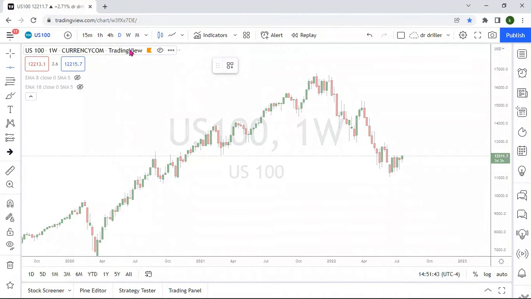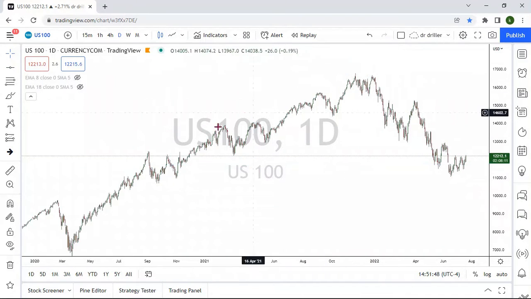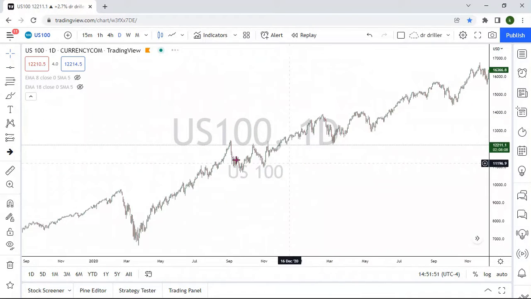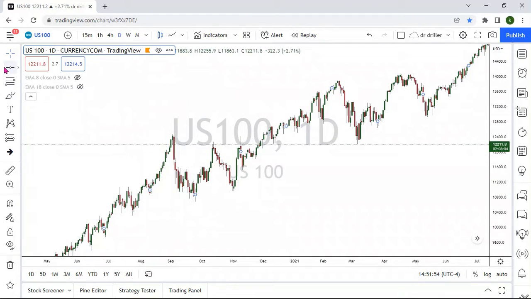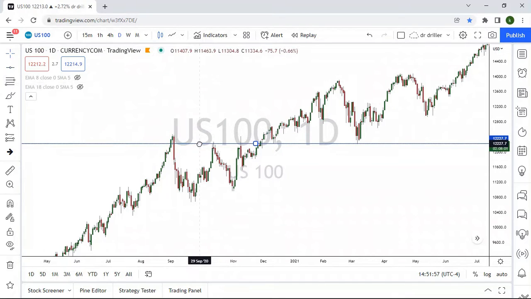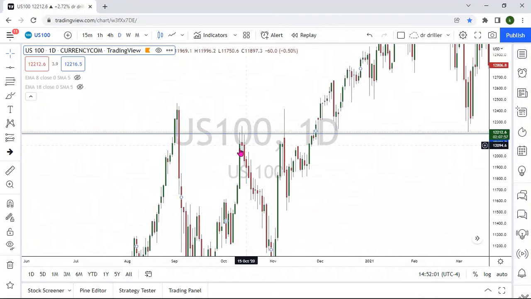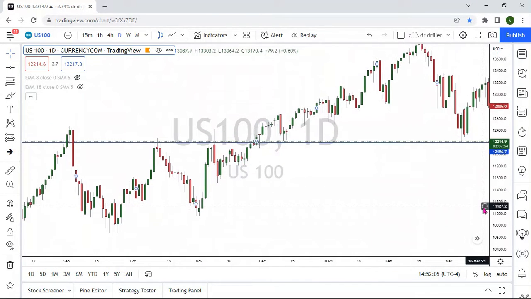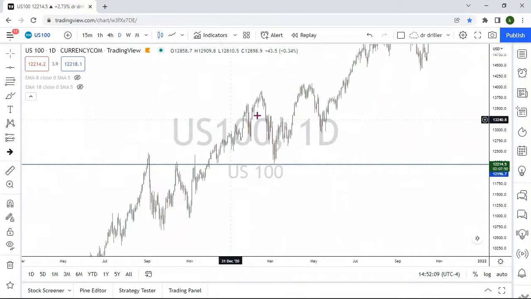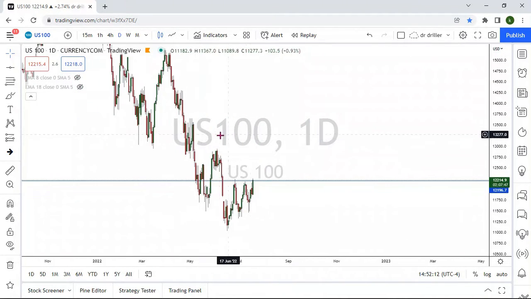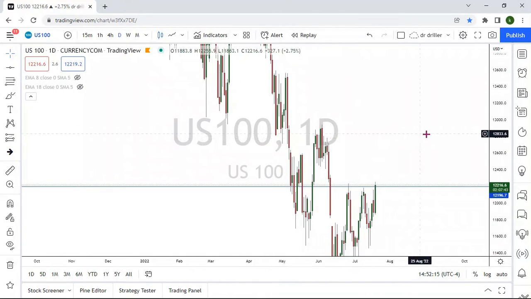But before, let me just go to the daily to look at the respected area of where the market has been currently trading. So I would take this as my respected area and now try to see whether the market has traded just above it or what, right? So that's my respected area.